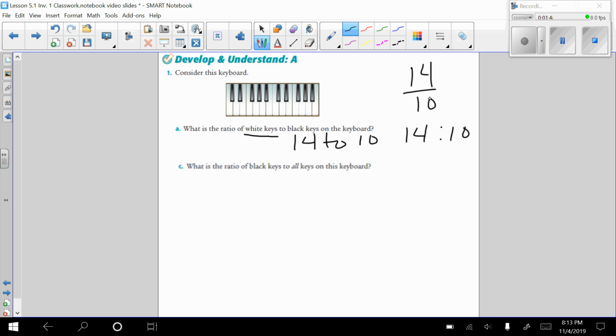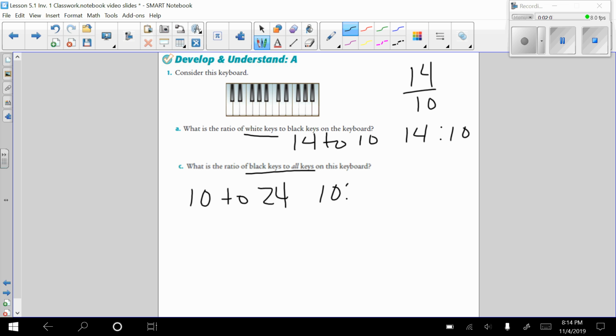The next one says the ratio of black keys to all keys. That means count up how many black keys you have, which is 10, to the total number of keys on that keyboard. That would be 10 to 24. That means 10 out of the 24 keys are black.